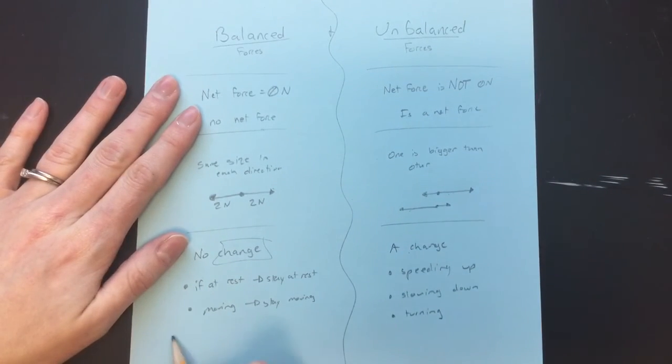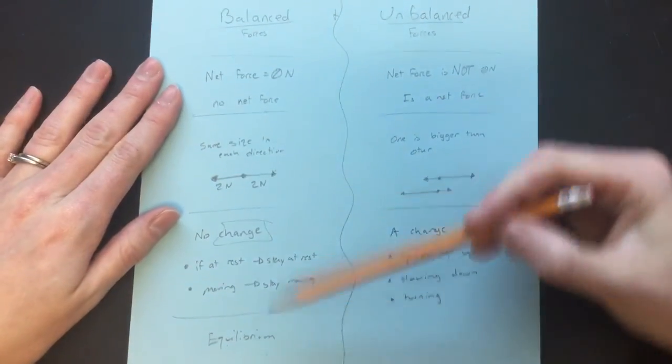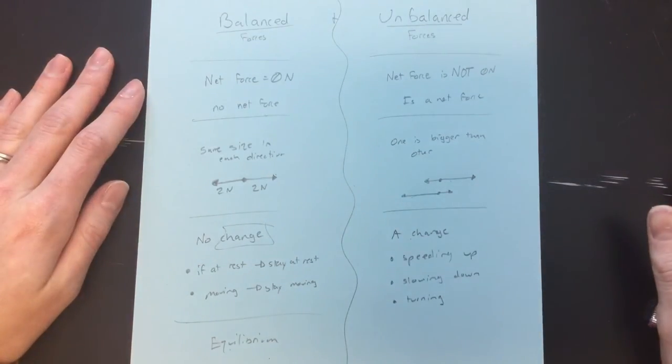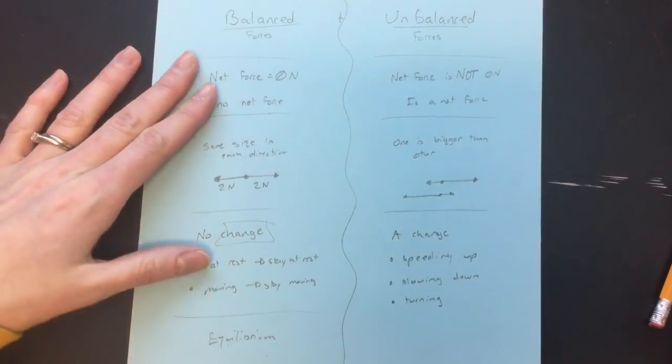Now remember, we also threw this word out here, equilibrium. Equilibrium is code for balanced forces. So if you know equilibrium, then everything over here is the same thing. So use that to think about the forces and the sizes of forces and whether they're bigger or smaller, the same force, what the object's going to do next.